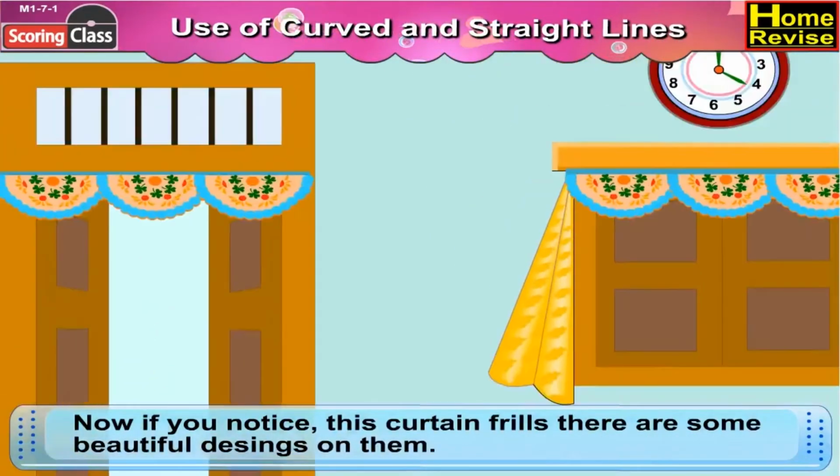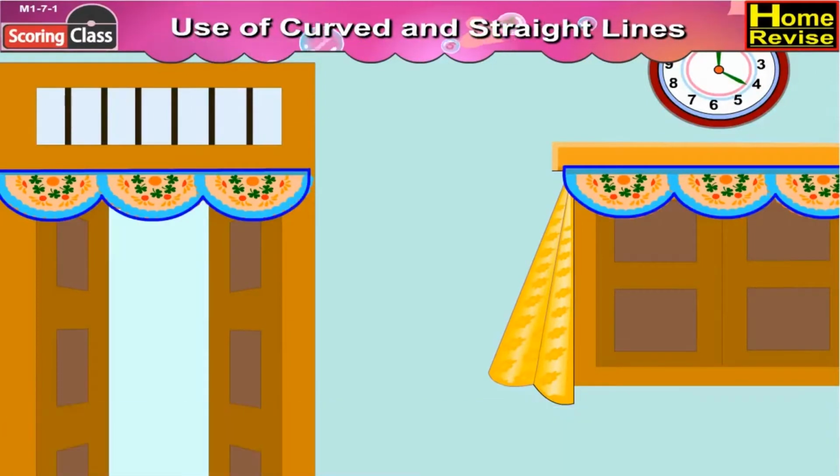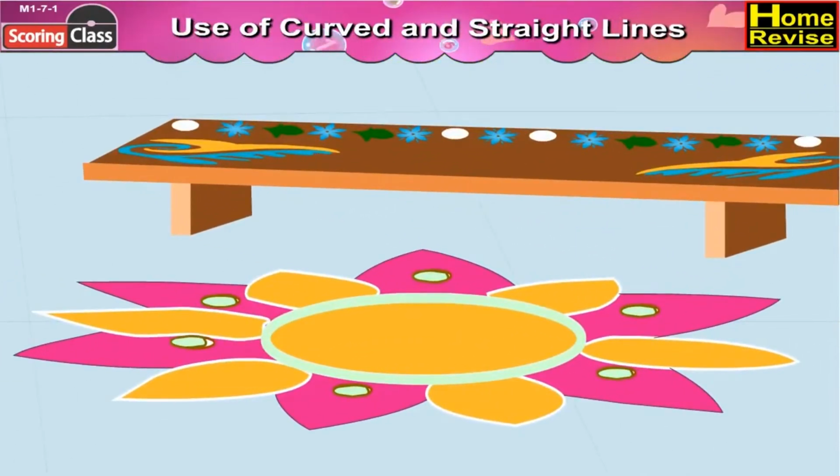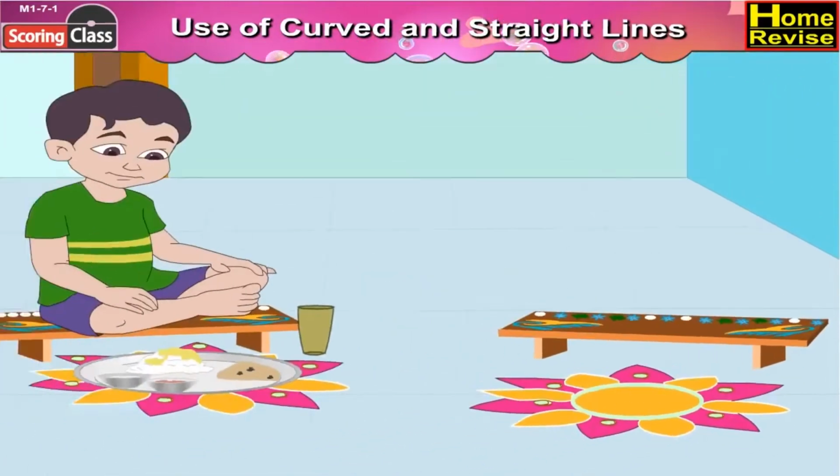Now if you notice these curtain frills, there are some beautiful designs on them. They are made with the help of curved and straight lines. Have you noticed this beautiful design? Here curved lines are used everywhere in these flowers, leaves. Now you must have understood the use of curved and straight lines.